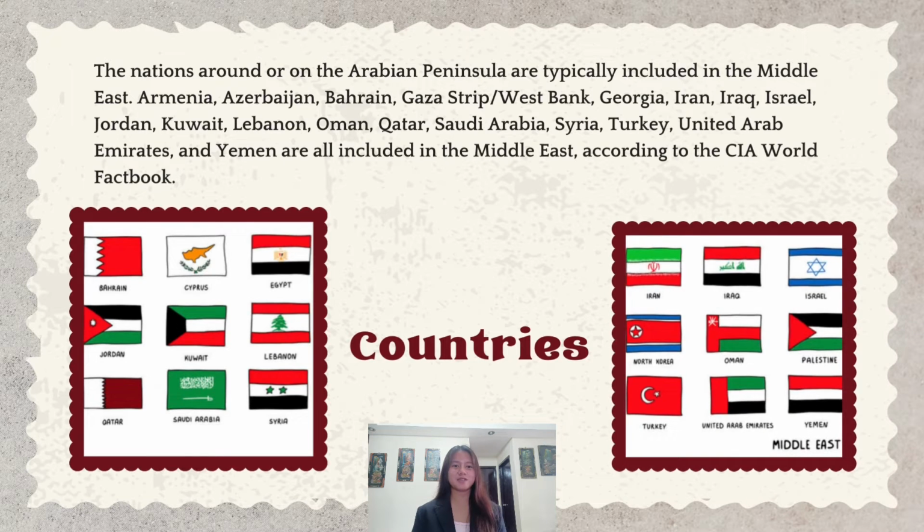Next, we have the countries. The nations around or on the Arabian Peninsula are typically included in the Middle East: Armenia, Azerbaijan, Bahrain, Gaza Strip or West Bank, Georgia, Iran, Iraq, Israel, Jordan, Kuwait, Lebanon, Oman, Qatar, Saudi Arabia, Syria, Turkey, United Arab Emirates, and Yemen are all included in the Middle East, according to the CIA World Factbook.